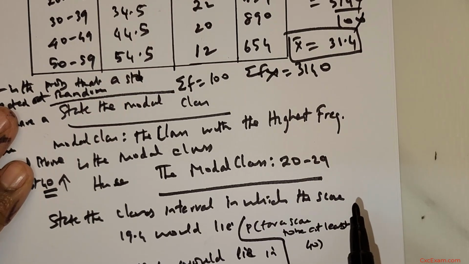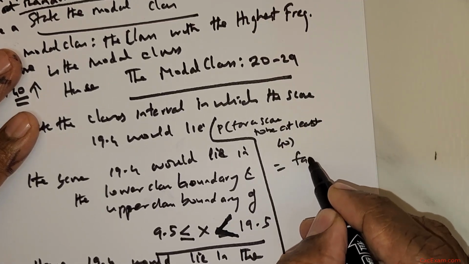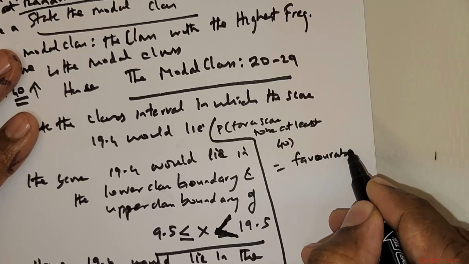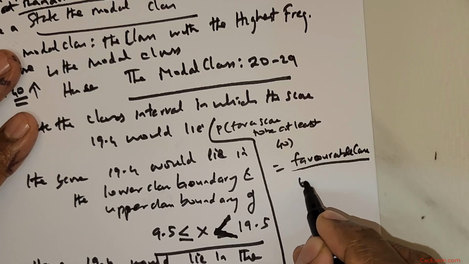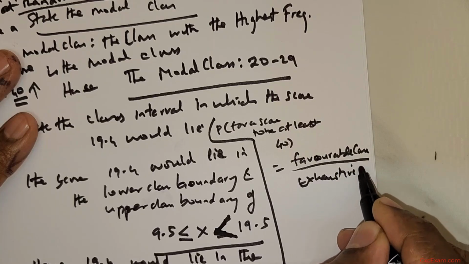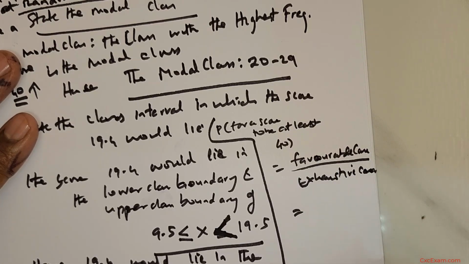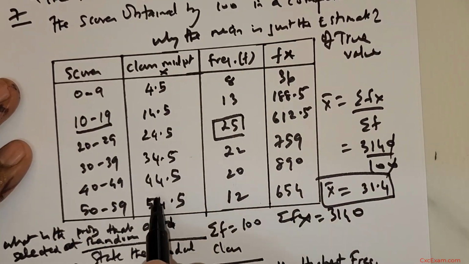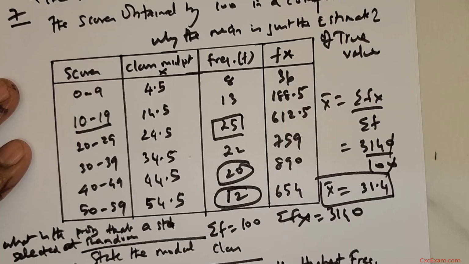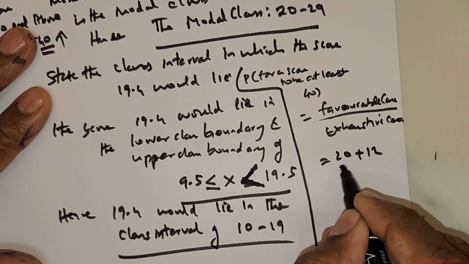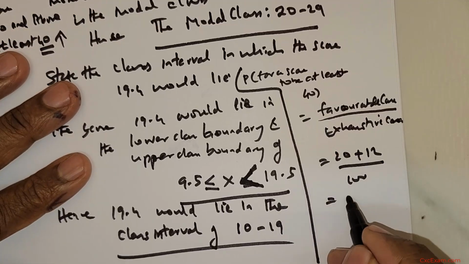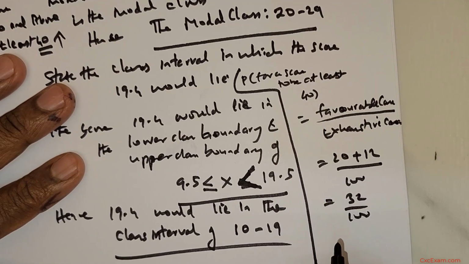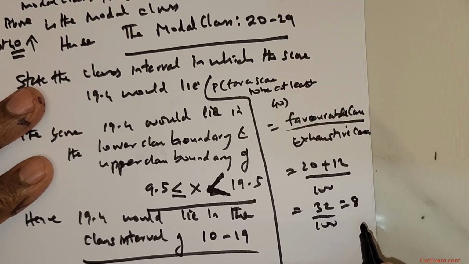favorable cases. That's the formula: favorable cases divided by exhaustive cases. Now what is the favorable case? Go back to the table. So 40 and above, you have 20 and 12. So 20 added with 12. How many students are there? 100. So you add these two together, you get 32 divided by 100. So what is this? 4 times 8 and 4 times 25. So 8 over 25 is the answer.